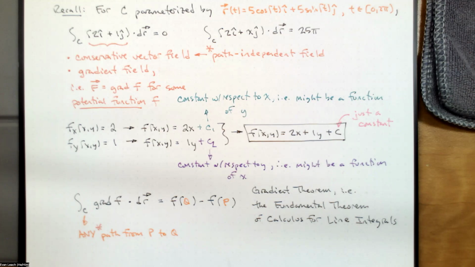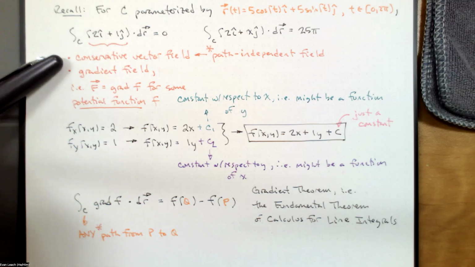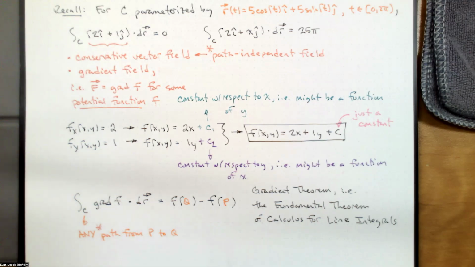Correct. 2i plus xj is not a conservative vector field. We would say that is a path-dependent field. It depends on which path we take through this vector field. It is not the gradient of some potential function. Incidentally, the conservative that we're referring to here is like conservation of mass, conservation of energy.